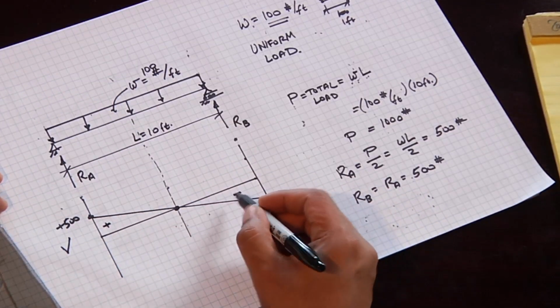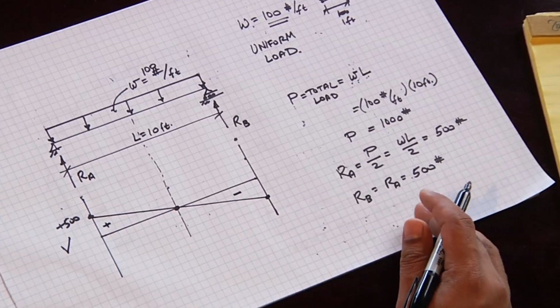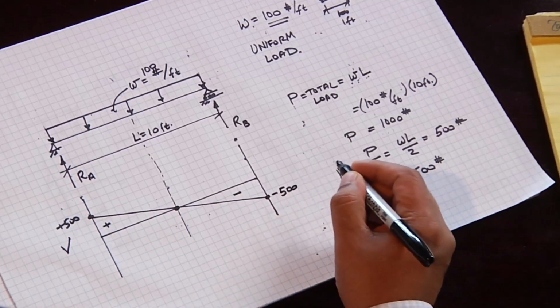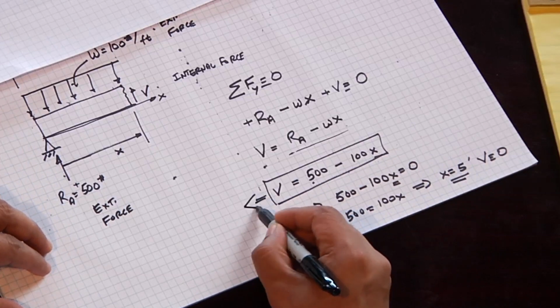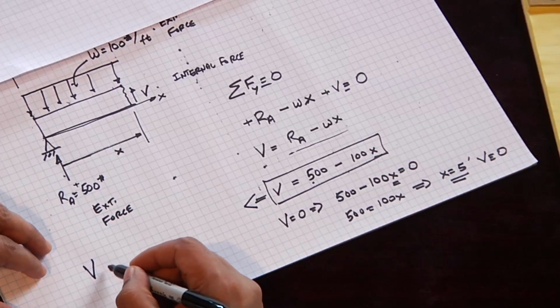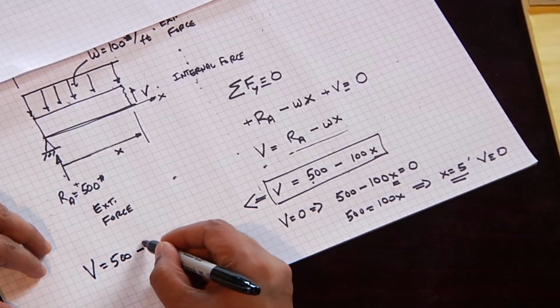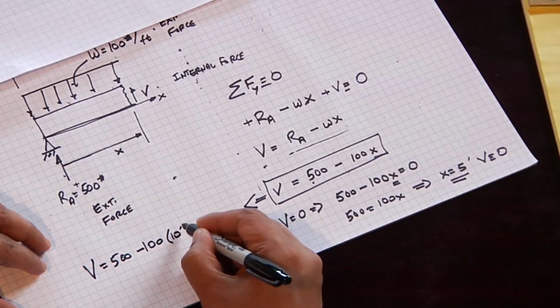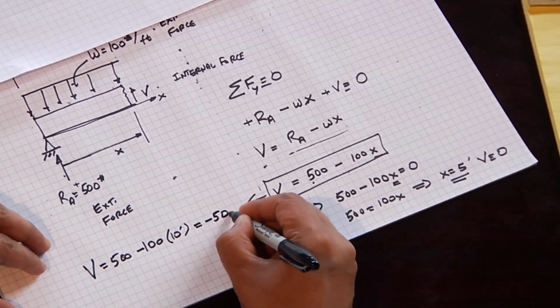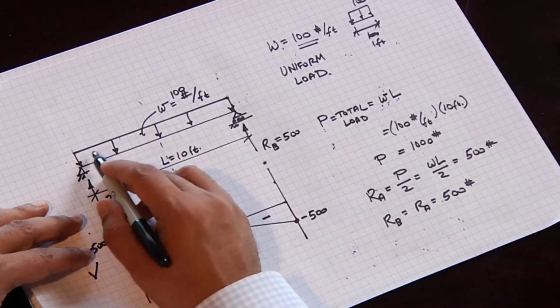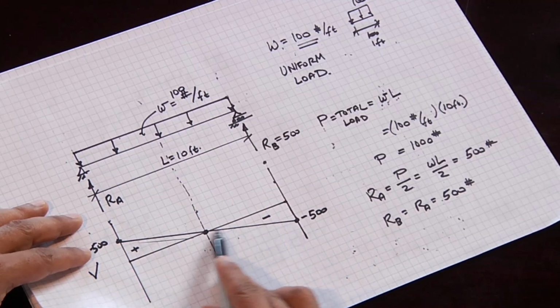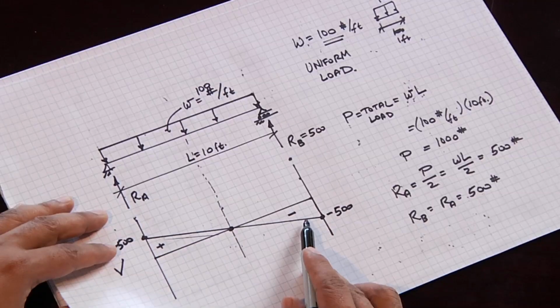This is positive shear, this is negative shear, and it ends up down here at minus 500. And the reaction here is plus 500, so it goes back up to 0. And you can see that in this equation, if you plug in V equals 500 minus 100 times X, and let's make X equal to 10 feet, it ends up at minus 500, which is exactly what the shear diagram shows. So whenever you have a uniform load, you're going to have a linear shear diagram.